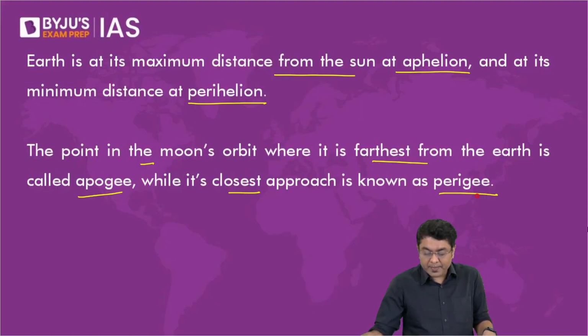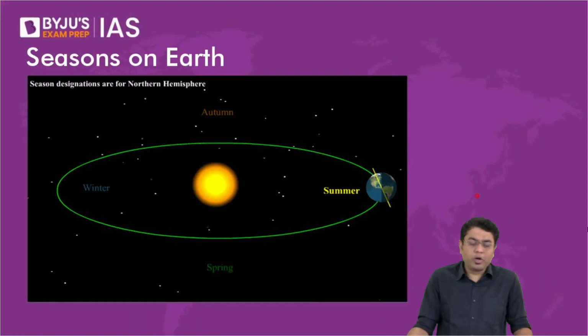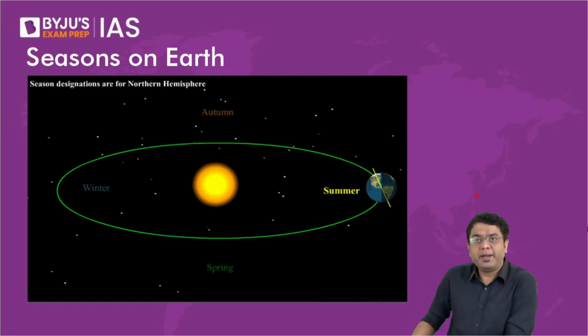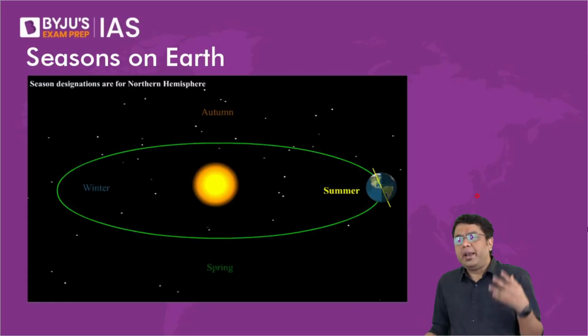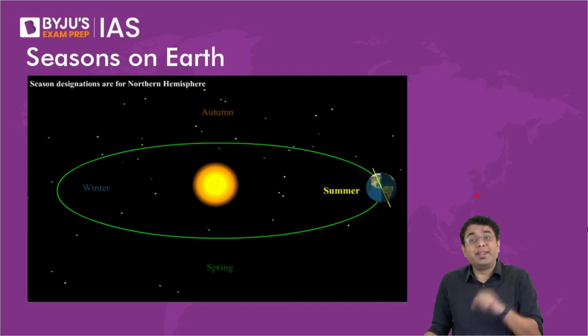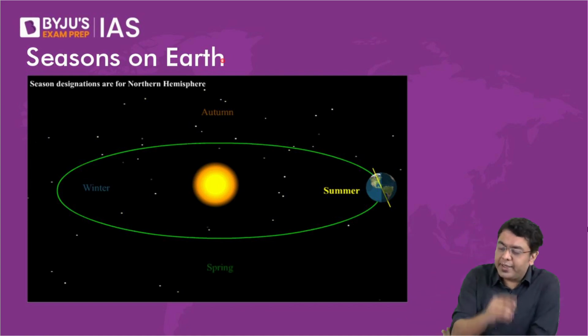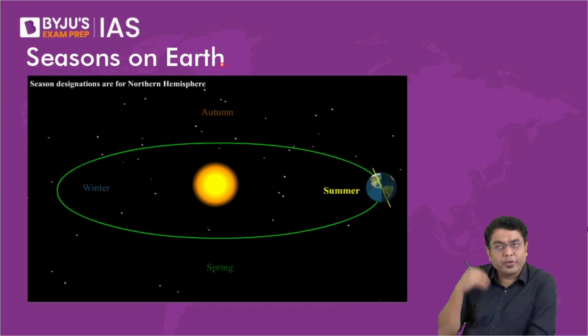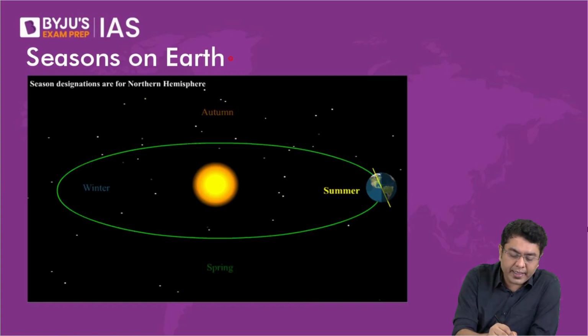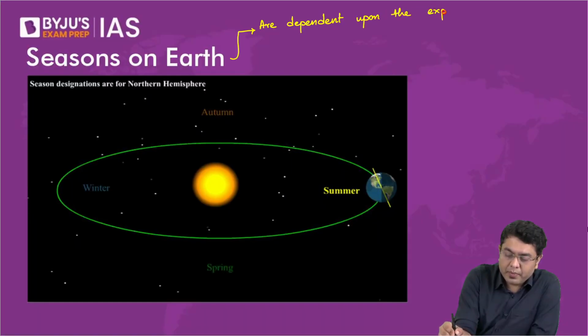Yes, Mayank, correct. Now, we come across the seasons experienced on planet Earth. Now, the seasons in general are basically driven by the exposure to the sunlight. Okay, so let me write it down in a point-wise manner so that it is easy for you guys also to frame it in your mind. So, seasons are dependent upon the exposure to light.